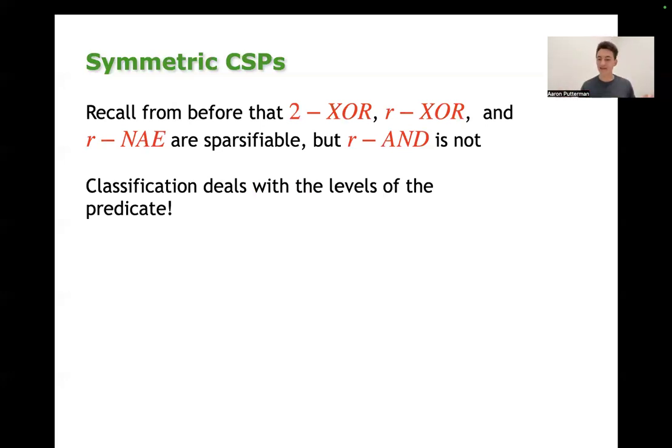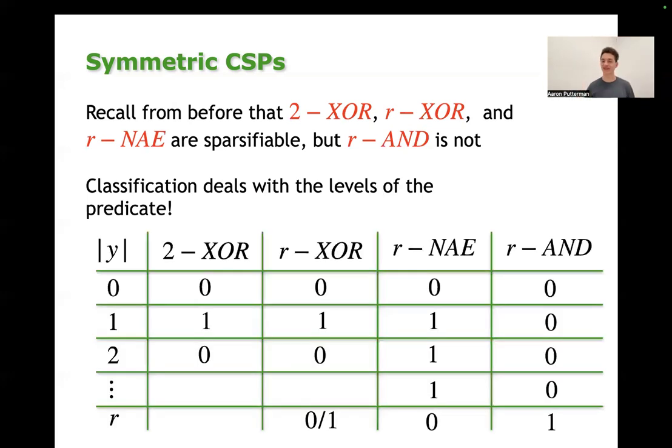And so now I'll briefly talk about this first point on the characterization of the sparsifiability of symmetric CSPs. It turns out here that the classification of what makes a symmetric CSP sparsifiable deals with the levels of the predicate. The best way to understand this is with a picture. On this left-hand column here, I've denoted by magnitude y, you could consider a predicate P, which is operating on some string of variables, which I've denoted by y.